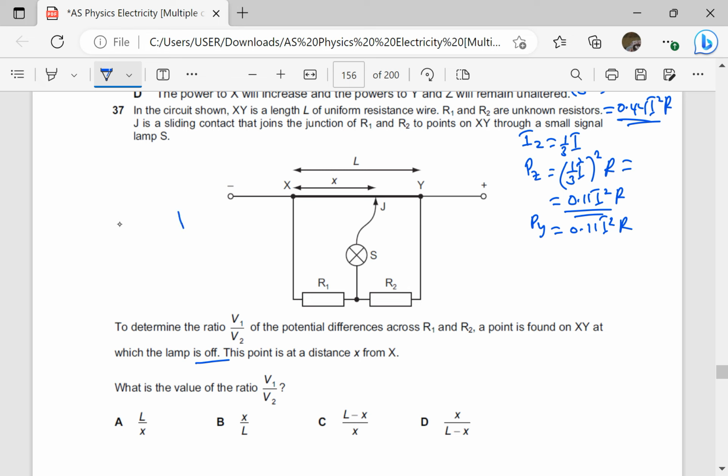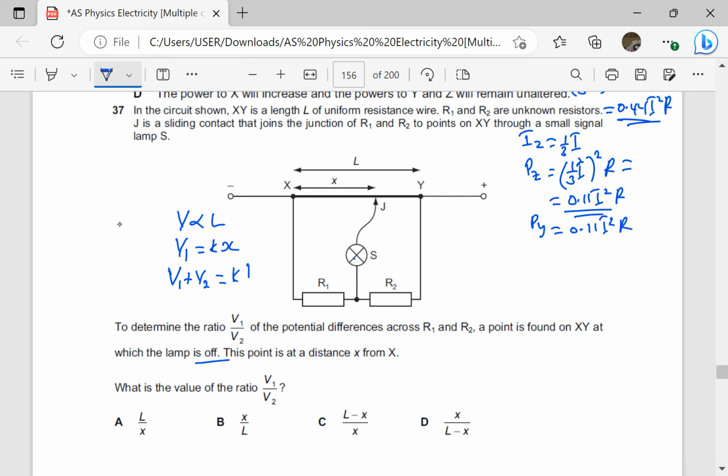So remember, PD is directly proportional to length. So it means V1, which is the PD across R1, is going to be a constant times the length corresponding to that balance point, which is x. Then when I transfer the lamp to this point here, it means the PD across R1 plus the PD across R2 should give us K.